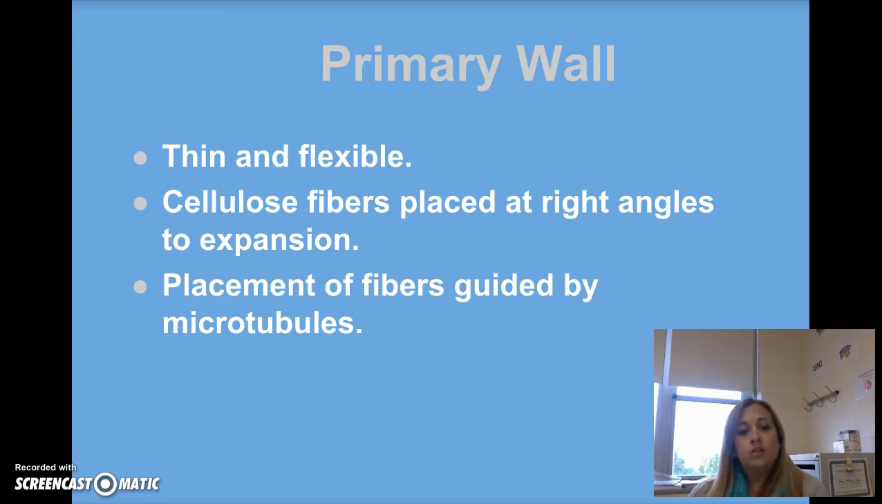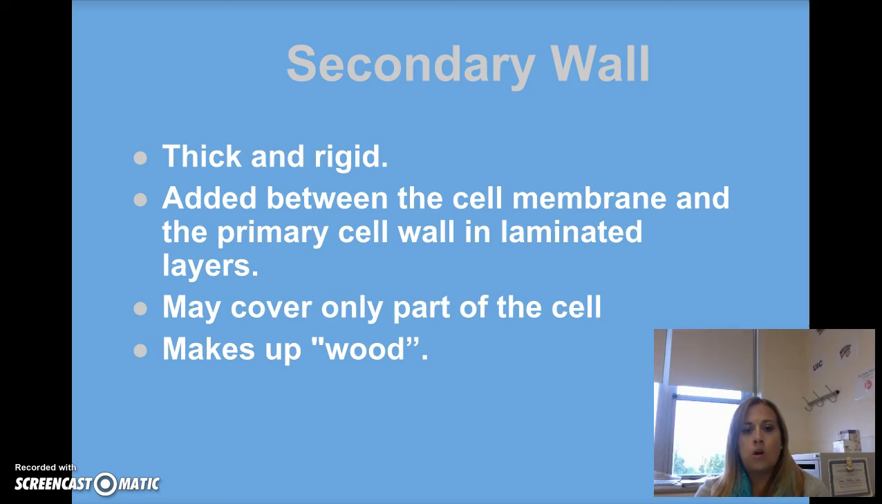So the primary cell wall, all plant cells have these. It's a thin and flexible wall, and you have cellulose fibers that are going to be aligned at right angles to the expansion of the cell. And the placement of these fibers is going to be guided by those microtubules that we talked about yesterday. So the cytoskeleton is helping with the placement of the fibers that make up a cell wall.